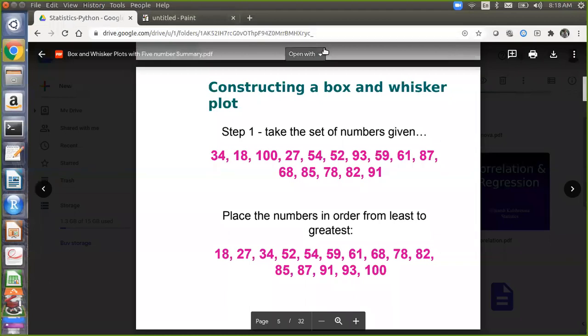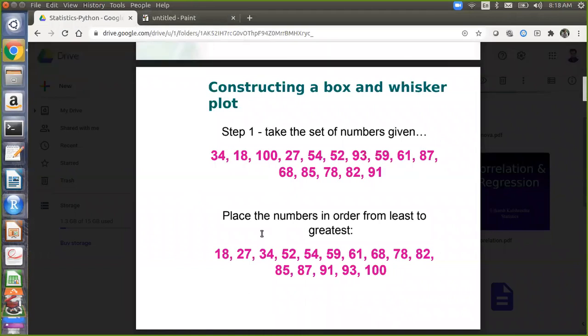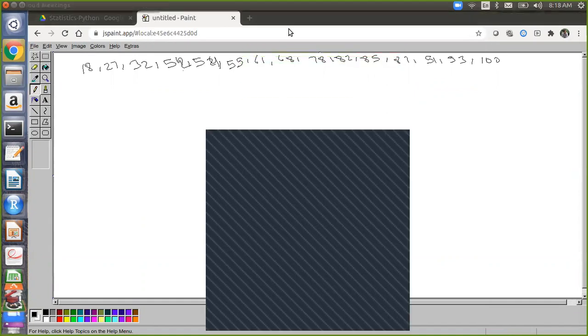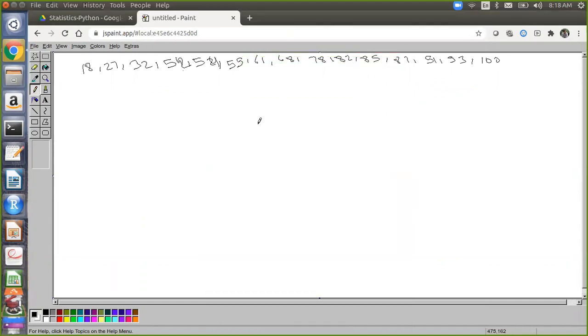Okay, so now, first thing is take your data set. Second step is arranging it from least to greatest, so you will be ordering it. Once you have ordered it, you have to find out the 5 number summary. So what is the 5 number summary? Your minimum value, your maximum value, your Q1, your Q2, and your Q3. These 5 values you have to identify.